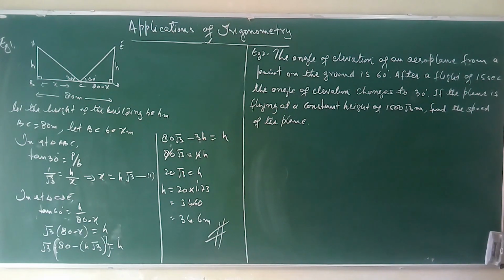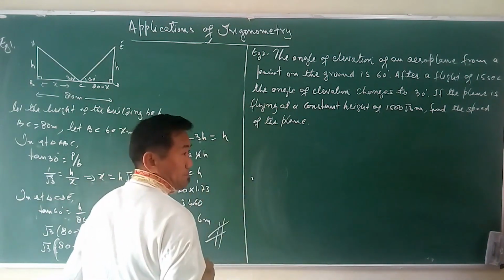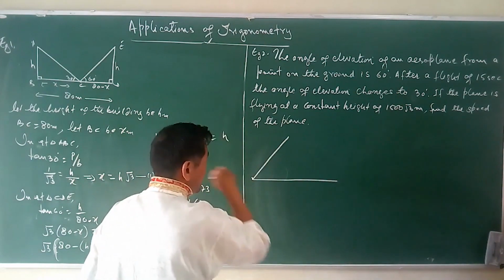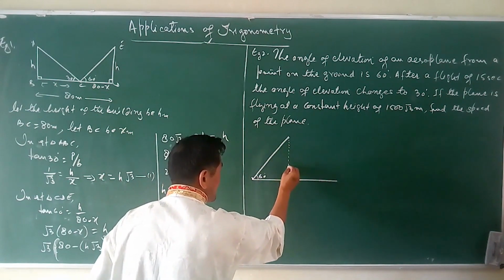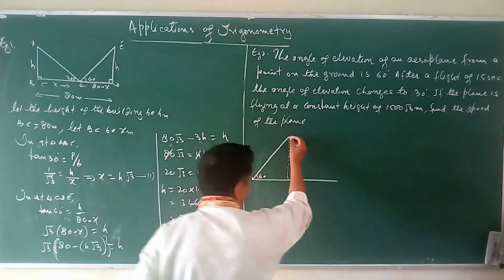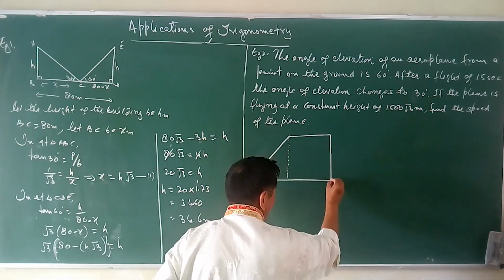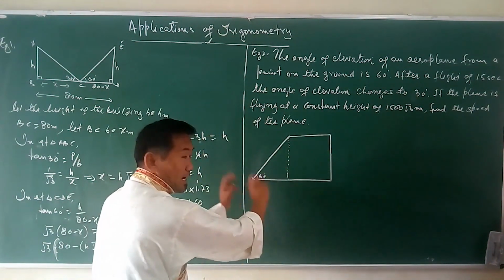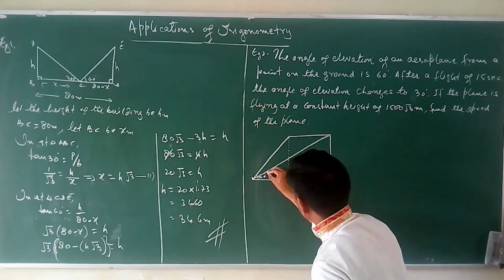Now if the plane is flying at a constant height, find the height. The ground, the angle is 60 degrees. After a flight of 15 seconds, the angle changes to 30 degrees. So the angle is 30 degrees after the 15 second period.